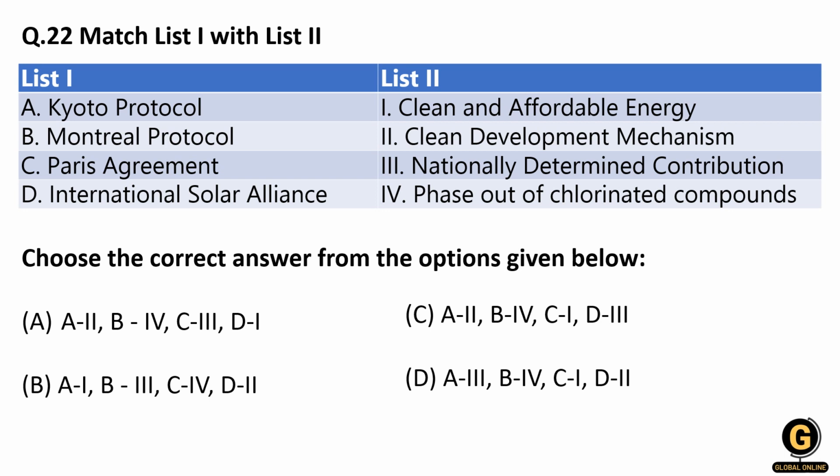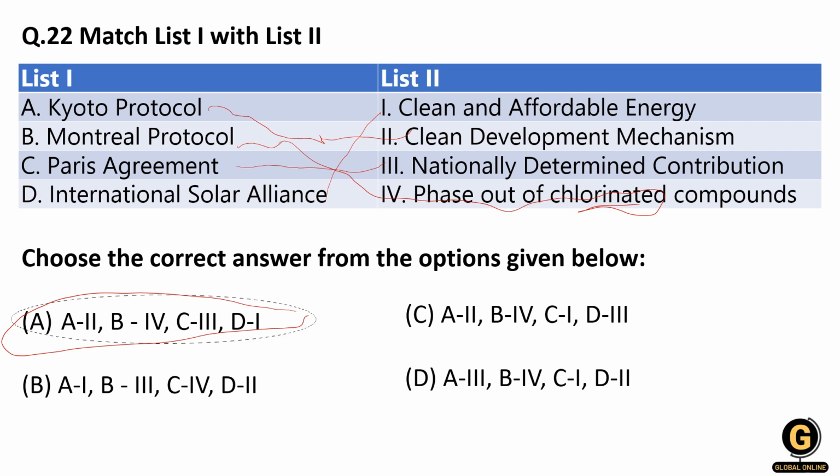They have asked us to match list 1 with list 2. In list 1 they have given us the protocols. So we know Kyoto protocol is about greenhouse gas emission regulations, so that is for the clean development mechanism. Montreal protocol is about the regulation of ozone depleting substances, that is chlorofluorocarbon, so you can see chlorinated compounds. Paris agreement is about the nationally determined contribution, and International Solar Alliance, India is a key player in this, and it is about using solar energy for clean and affordable energy, right? So the correct answer will be A, right?